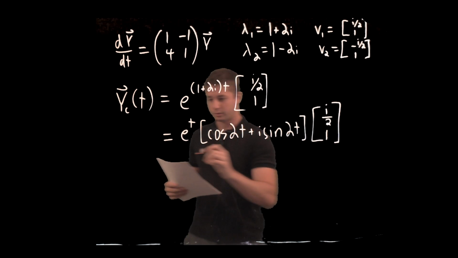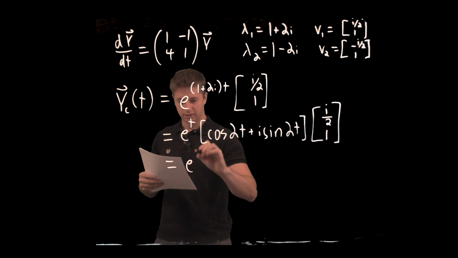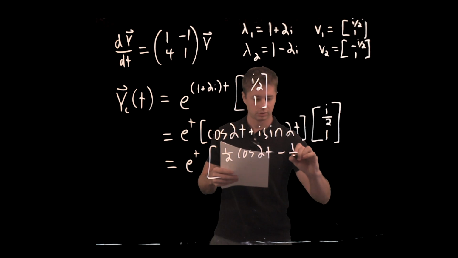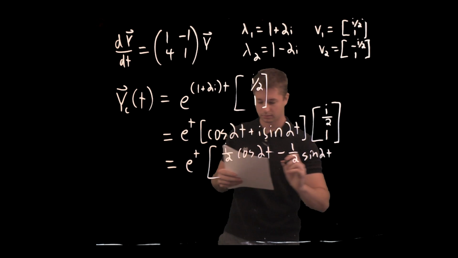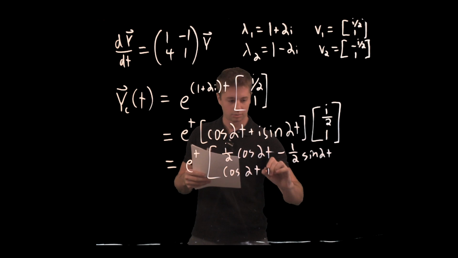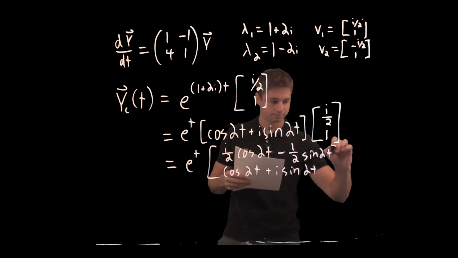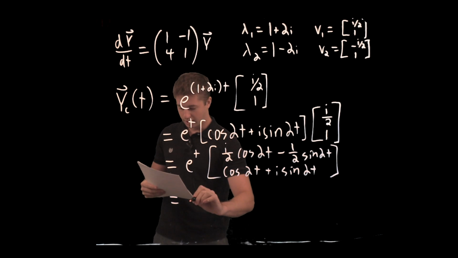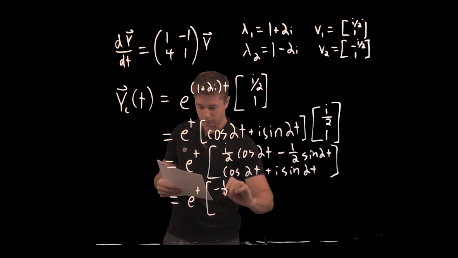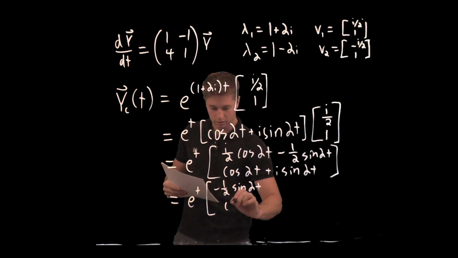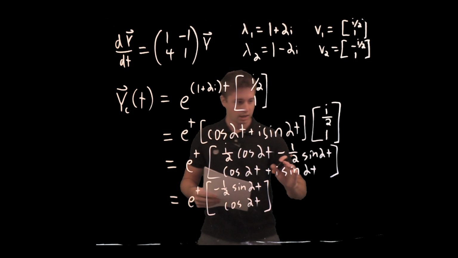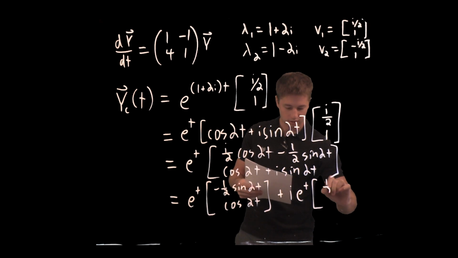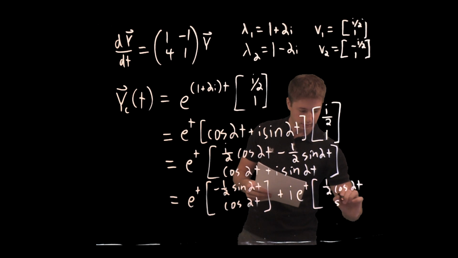And then we're going to multiply this out. So what we get is e to the t, i over 2 cos 2t, minus 1/2 sine 2t, cos 2t plus i sine 2t. And then we're able to separate out the real and imaginary parts. So we have e to the t minus 1/2 sine 2t, cos 2t. And then we take all the parts with i in them, and we pull the i out. i e to the t, 1/2 cos 2t, sine 2t.